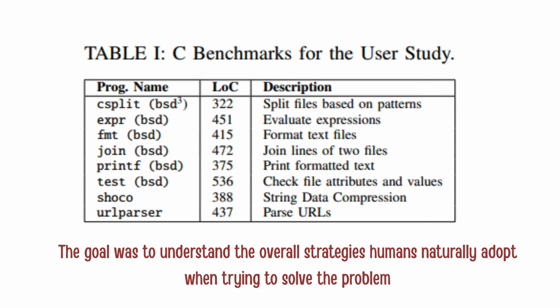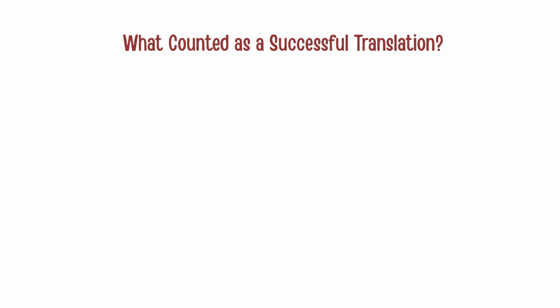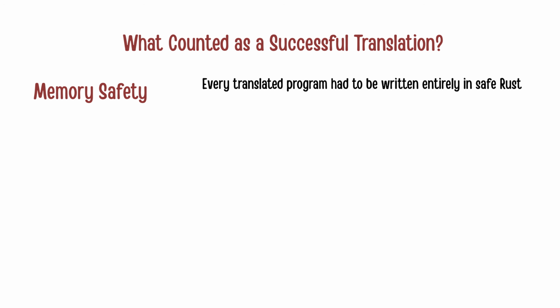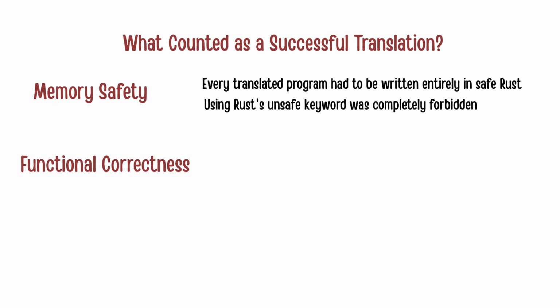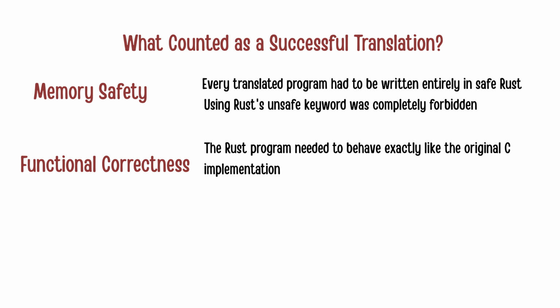The researchers defined 2 strict requirements. The first was memory safety. Every translated program had to be written entirely in safe Rust. Using Rust's unsafe keyword was completely forbidden. The second requirement was functional correctness. The Rust program needed to behave exactly like the original C implementation.